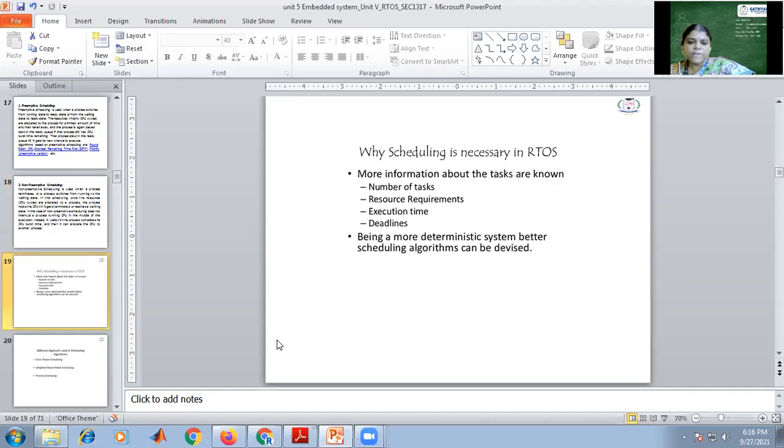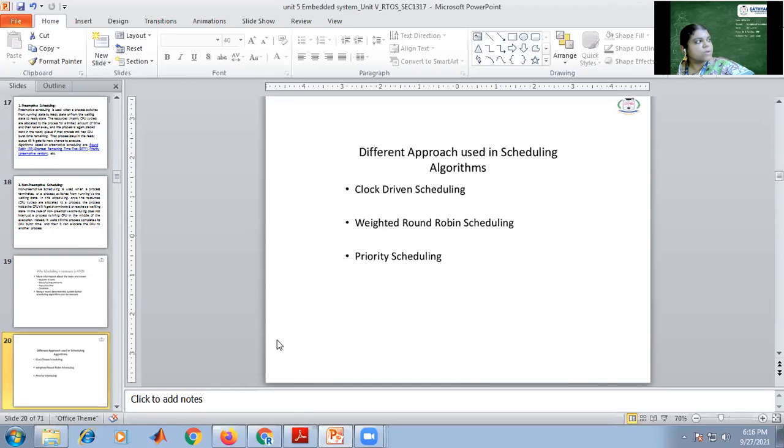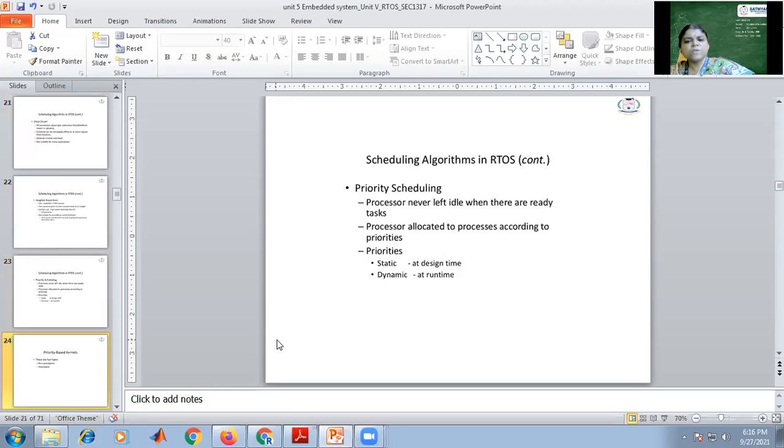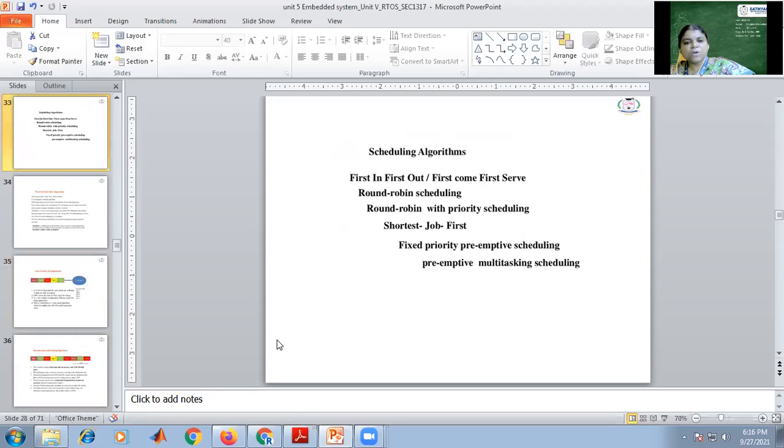So why is this scheduling necessary? It's because more information about the tasks will be known in terms of the number of tasks, the resources required, the time required to execute a task, as well as the deadline required by a task. And you can even design a better deterministic scheduling algorithm using the different known parameters and different approaches. So we have different algorithms.